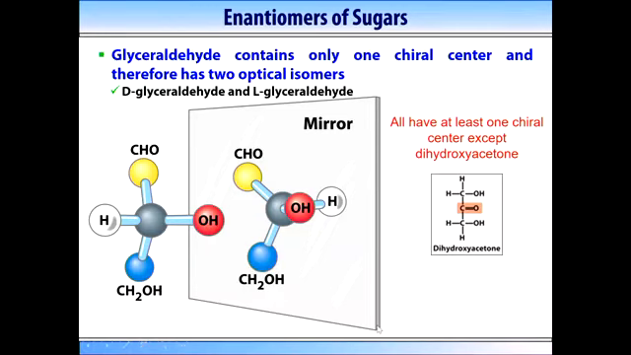So enantiomers are two molecules which have exactly the same physicochemical properties. What is different is mainly the optical properties: one will rotate the plane of polarized light in one direction, the other in the other direction. That's why they're also called D or L isomers. All sugars have at least one chiral center except for dihydroxyacetone. See, dihydroxyacetone doesn't have any chiral centers.